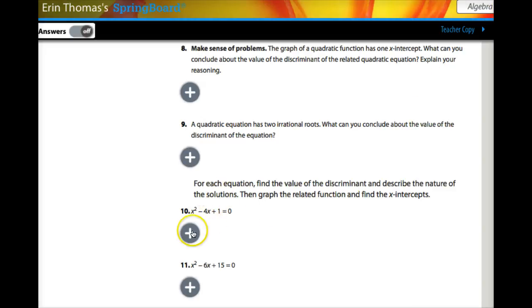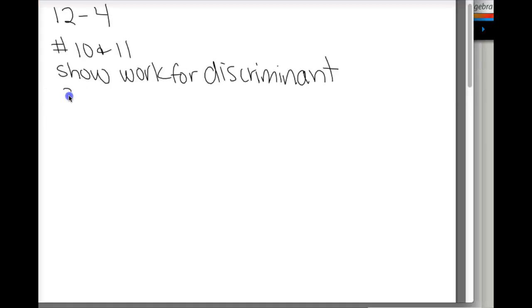So is it two real rationals? Is it two real irrationals? Is it one real rational? Is it two complex conjugates? Then you're going to actually graph it. Now, the graph can be done in this section using your graphing calculator. So graph on your TI-83 or 84.